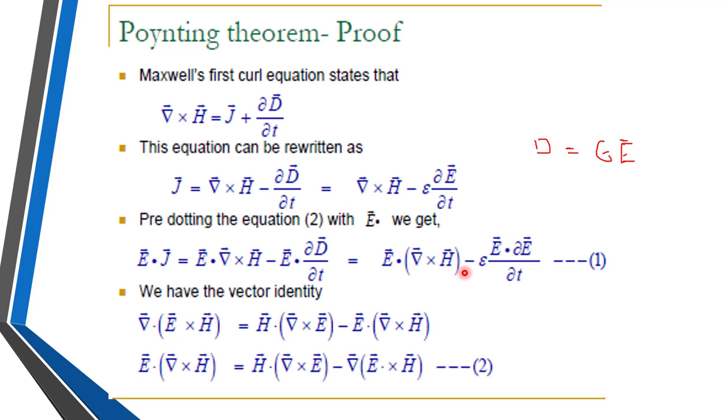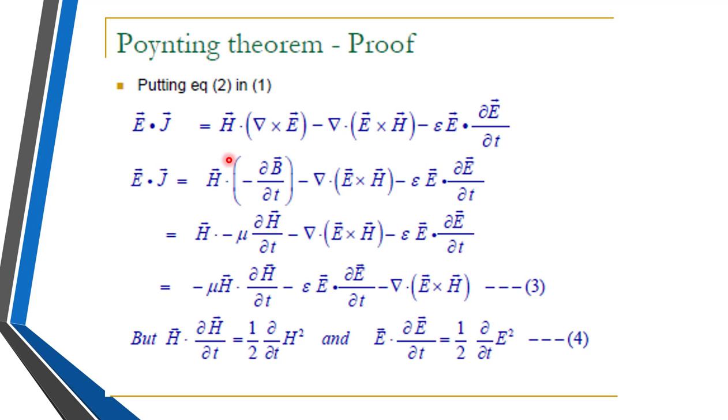Now what is our term here? It is E bar dot del cross H bar. So what is E bar dot del cross H bar from this identity? I have to take this term to the left hand side. So E bar dot del cross H bar is equal to H bar dot del cross E bar, keeping this as it is, and taking this part onto the right hand side, minus del dot E bar cross H bar. Let us call this equation number 2. Now we can put equation number 2 in equation number 1.